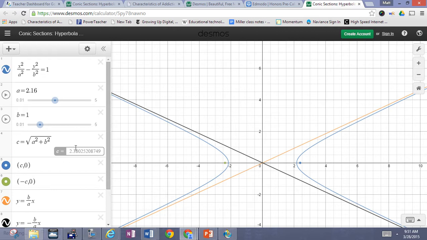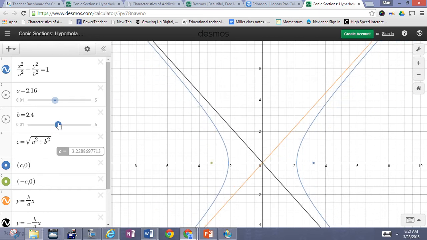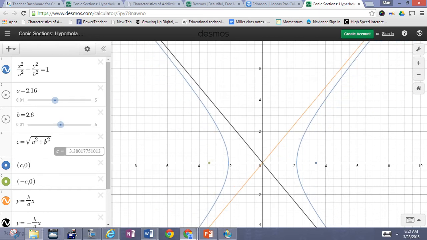Here's your focus. Your focus, of course, is on what we'll call the major axes here. And the focus is simply found by a Pythagorean identity: c squared is equal to a squared plus b squared.